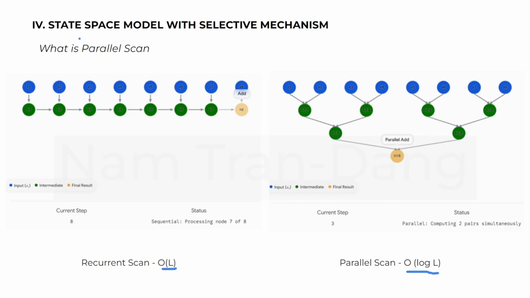And note that the parallel scan is completely different from the complexity of the selective mechanism and all this, like we mentioned before, O of L or O of 1, because this parallel scan is the algorithm that we run on the GPU. So this is the complexity of it on the GPU, okay?